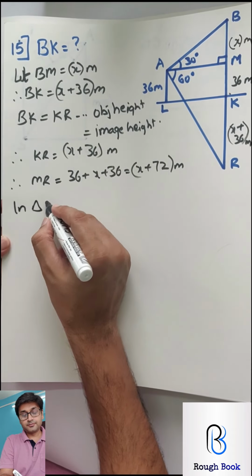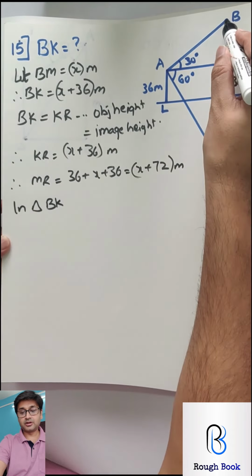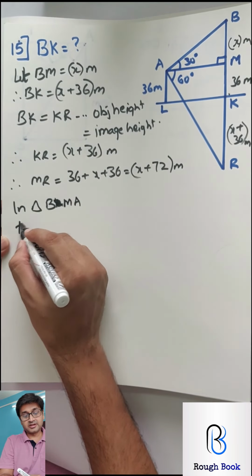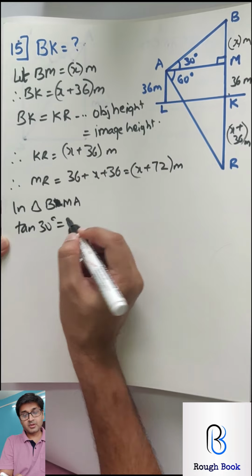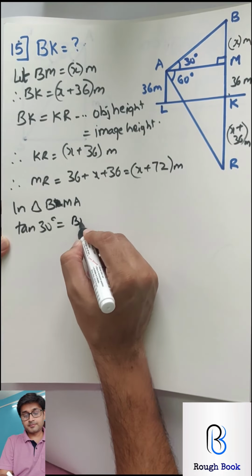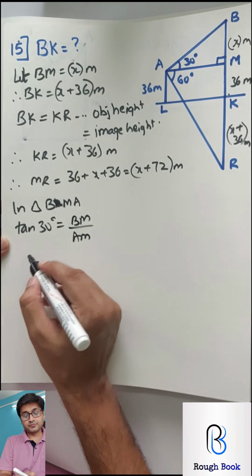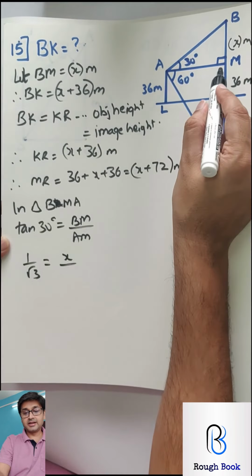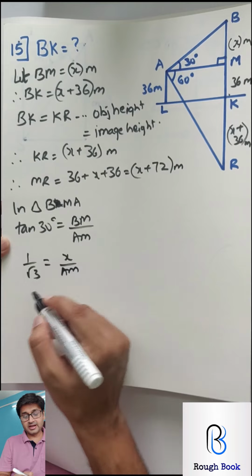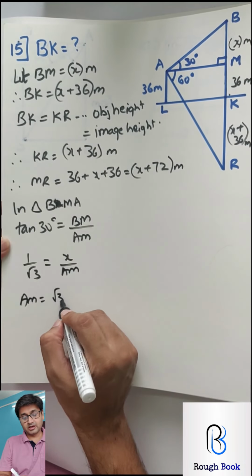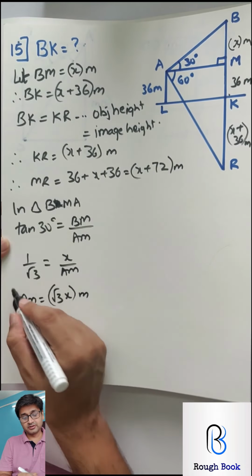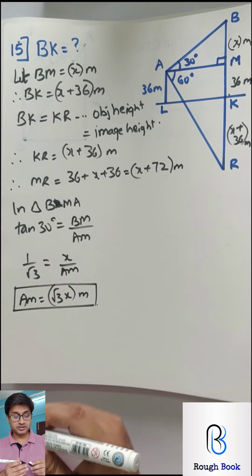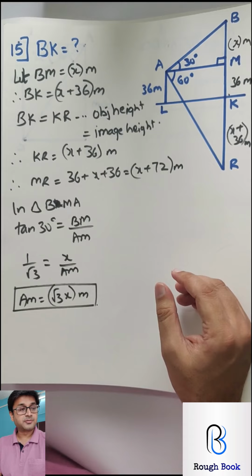In triangle BMA, not K, BMA, I will say tan 30 is equal to BM upon AM. So tan 30 is 1 by root 3, BM is X, and AM we don't know, so we keep it as AM only. So AM will become root 3 X meters. So we managed to get the first part. Is everyone clear with this first part? Let's go with the next part now.